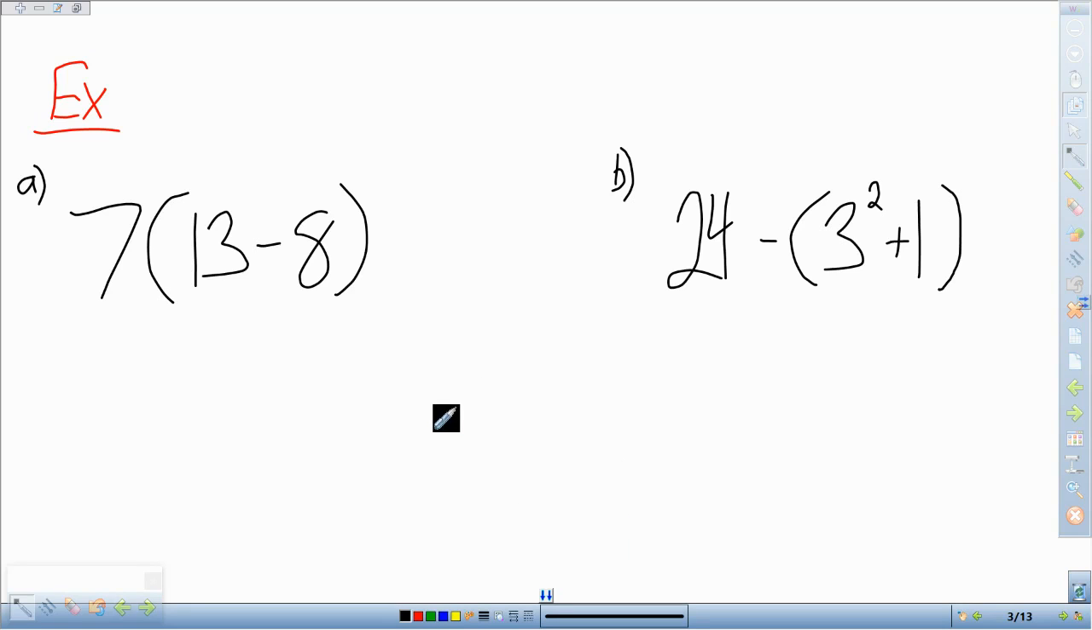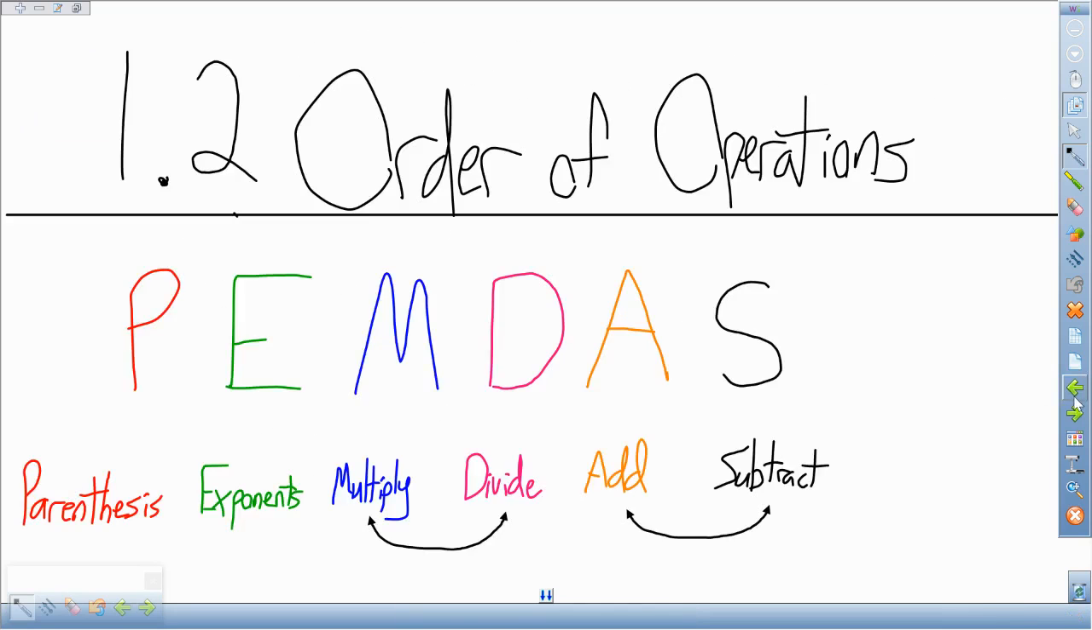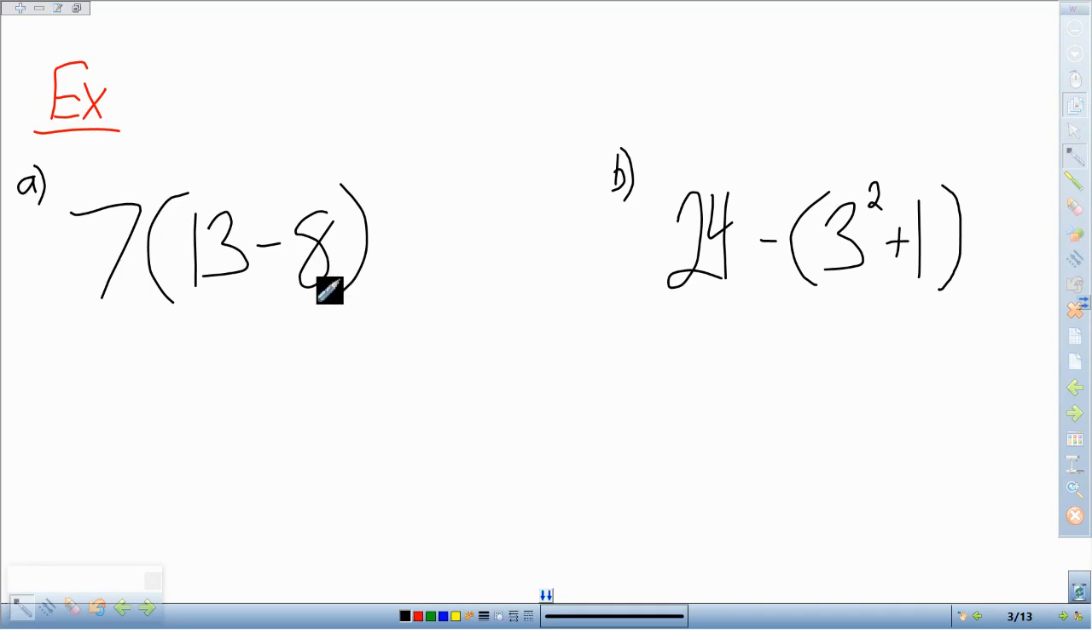So first thing I notice is, I got some parentheses. That's the very first thing I should worry about. So now I'm getting inside the parentheses, and now the order of operations resets. I'm looking for more parentheses, more exponents, more multiplication, division. I'm making my way down. All we have is subtraction here. So, of course, we'll do that.